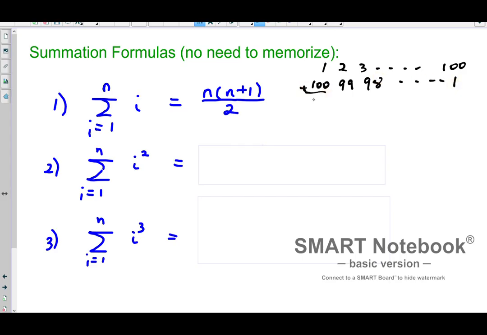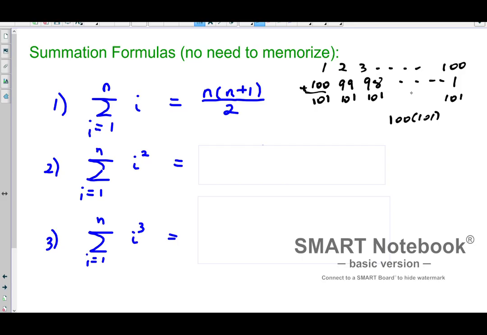Like this is 100 plus 1 is 101. 2 plus 99 is 101. 3 plus 98 is 101. All the way at the end, 100 plus 1 is 101. Now how many 101s do we have? Because the numbers went from 1 to 100, there's 100 101s.